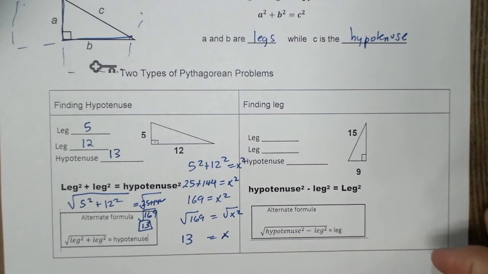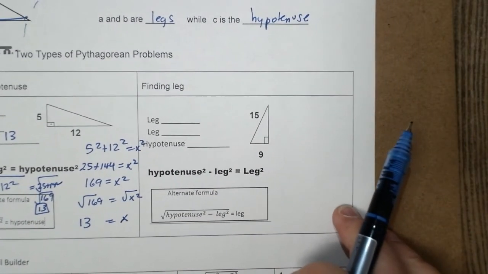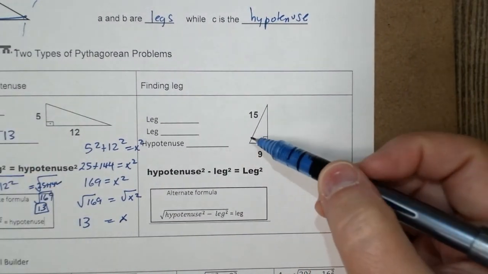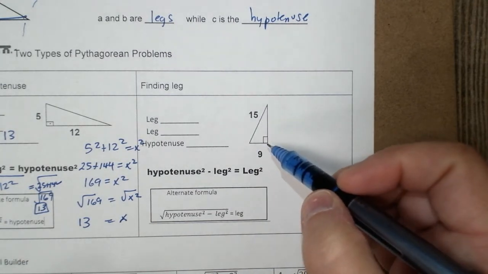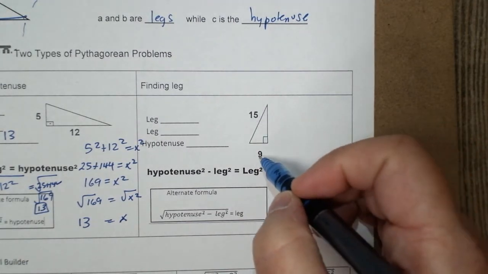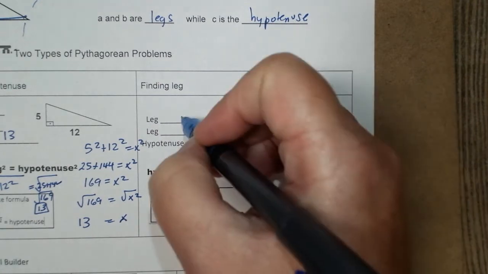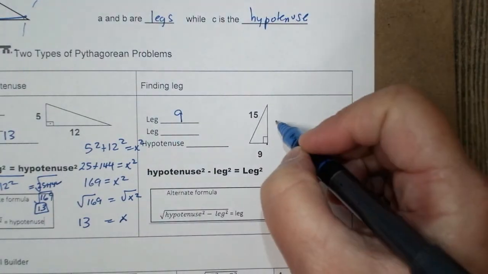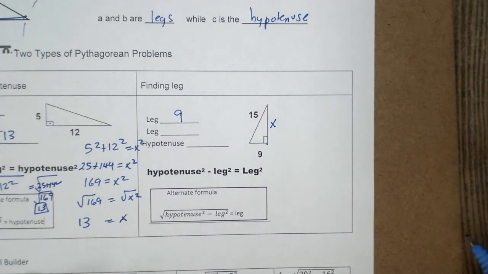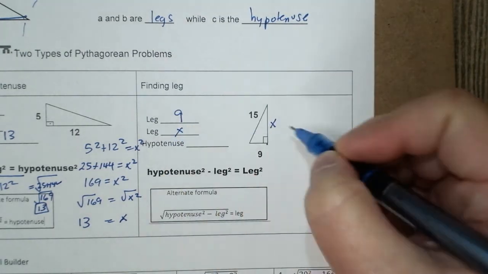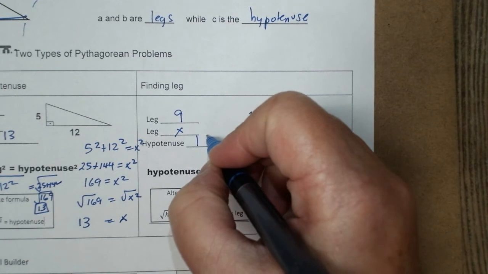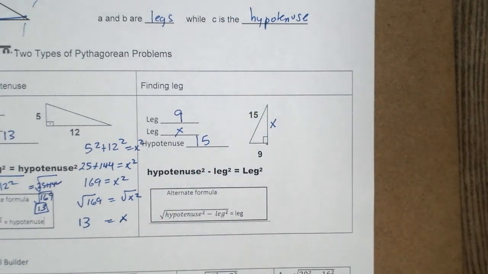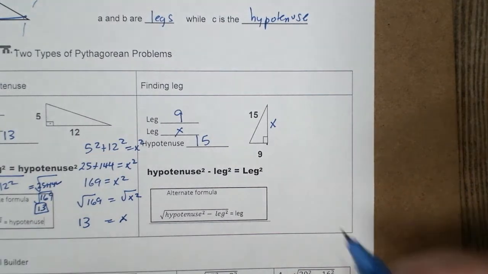Okay, so now we're going to do this one. Again, we have a right triangle, and I can turn it and I can put it sideways. So here's my right angle. I have a leg. I actually don't know my other leg, so I'm going to put an X there for right now, and then my hypotenuse is 15. On these two types, with the Pythagorean theorem, you are either going to be given 2 legs, or you're going to be given a leg and a hypotenuse.